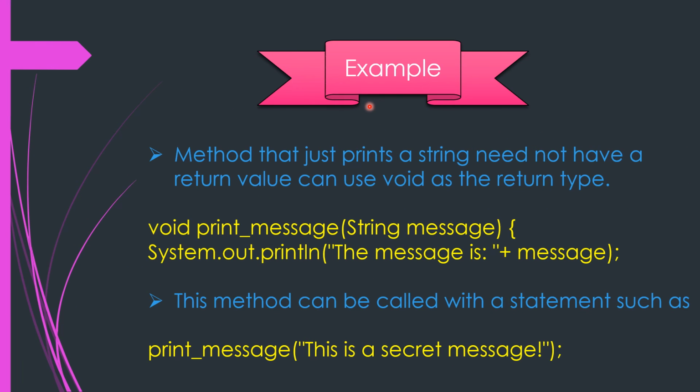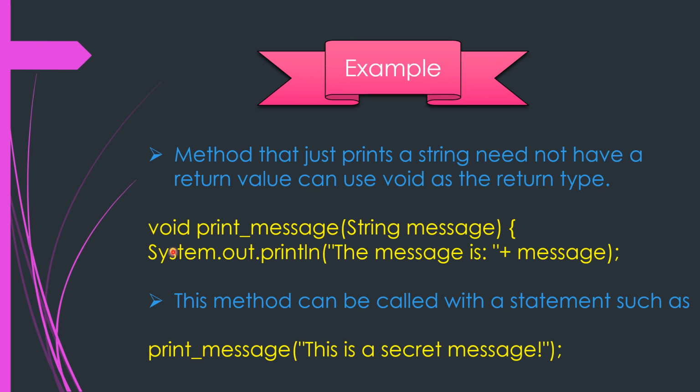Now let us discuss the example. A method that just prints a string need not have a return value, so it can use void as the return type. First of all, recall why we use void: we use void in case a method does not have a return value. In this example, when we only want to print a string, the method is not returning any value. That is why we can use void as the return type here.